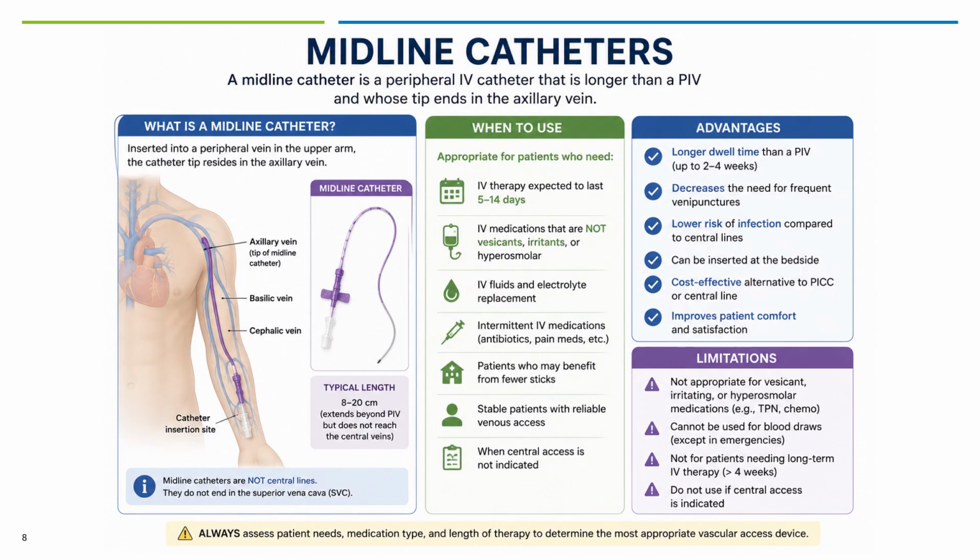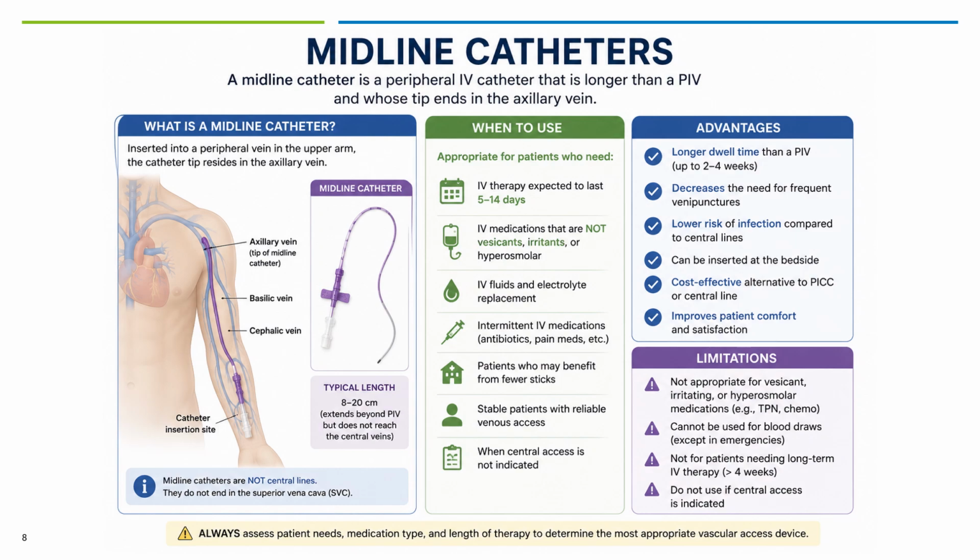Now let's look at the midline catheter, which falls somewhere between a standard peripheral IV and a central venous access device. A midline is still considered a peripheral catheter, even though it's much longer than a typical peripheral IV. It's inserted into a vein in the upper arm, usually the basilic, cephalic, or brachial vein, but unlike a PICC line, the catheter tip ends in the axillary vein. It doesn't reach the superior vena cava, so it is not a central line. So that's an important NCLEX distinction.